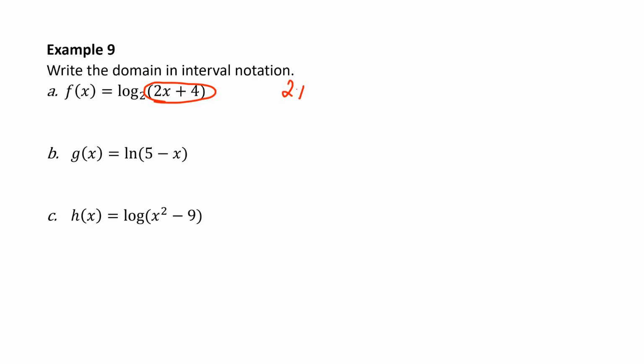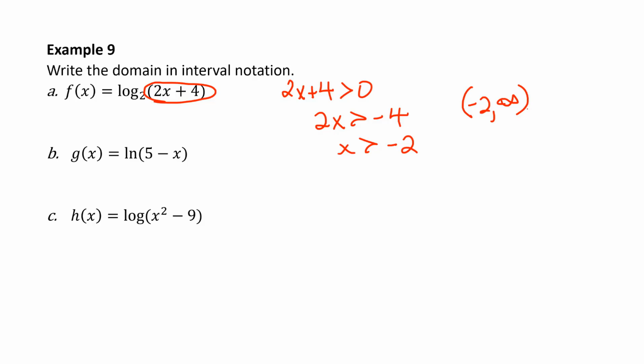So 2x + 4 has to be greater than 0, which means that 2x has to be greater than negative 4. So x has to be greater than negative 2. So the domain for this function has to be from negative 2 to infinity. And we don't include the negative 2 because the argument cannot be 0. It has to be positive.